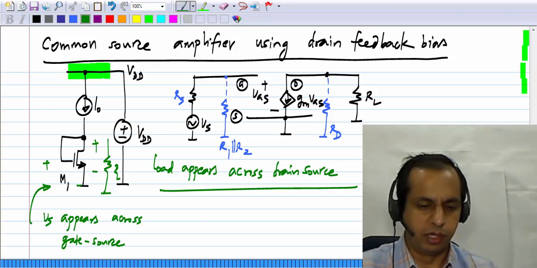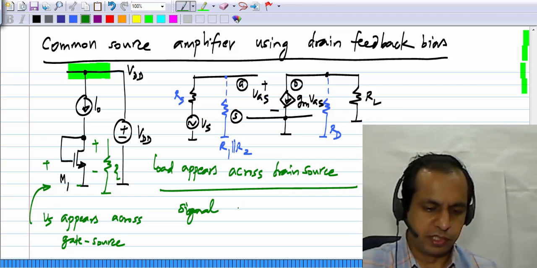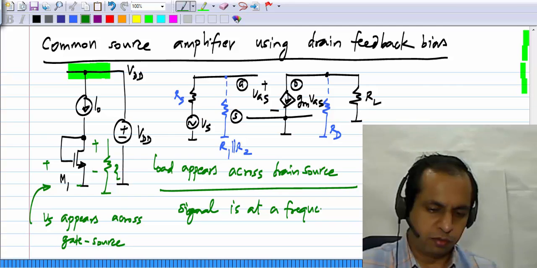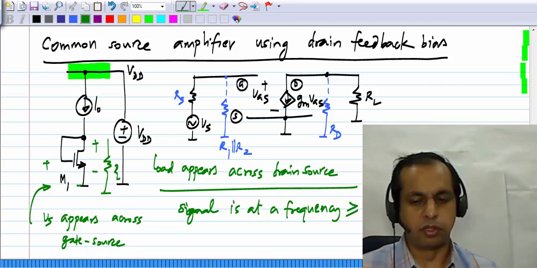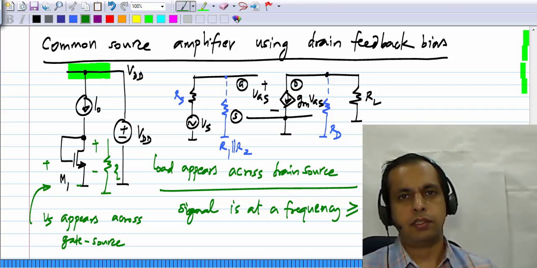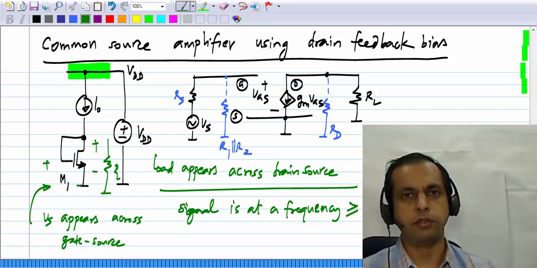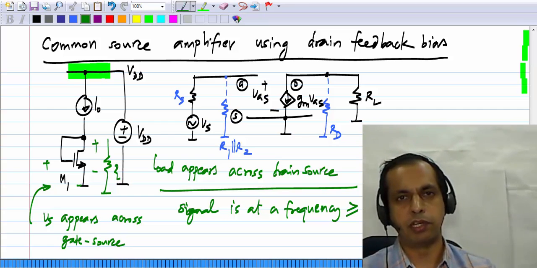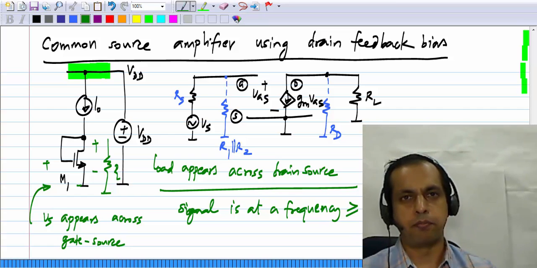As usual, we will assume that the signal is at a frequency greater than or equal to some omega naught. So, we don't have DC signals. In this case, we can use AC coupling techniques. We can use a capacitor to couple the signal, and we know how to calculate the value of the capacitor.